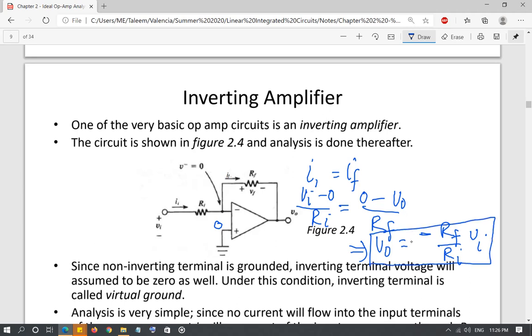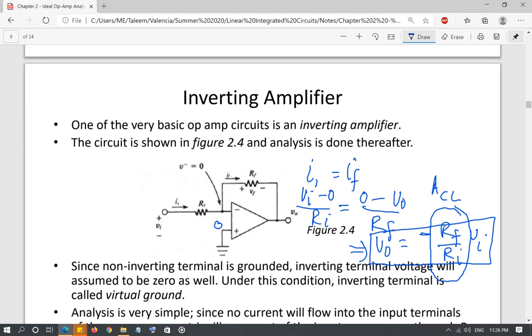Look at this negative sign. The output is inverted with respect to the input because of this negative sign. Again, as I said, if the input is a sinusoidal waveform and it has a peak value, the output will have the negative peak at that time. And this is called the closed loop gain of the inverting amplifier. We call it ACL, the closed loop gain of the inverting amplifier.